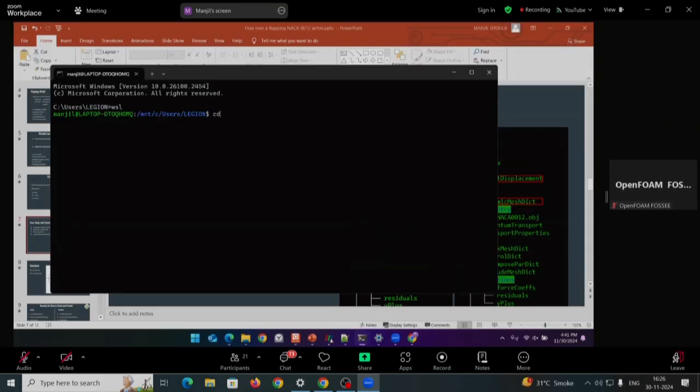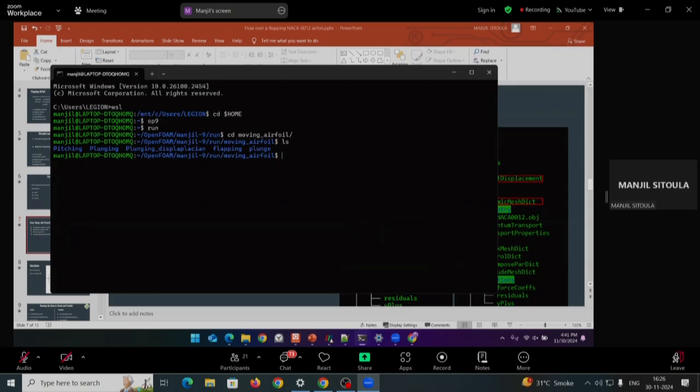So let's run our terminal. I'm running this in WSL in Windows. I have used an alias, OP9, to source OpenFOAM version 9. And let's go to the directory where I've saved my files. I have here the moving airfoil, and here I have the cases for pitching, plunging using displacement Laplacian, and the flapping wing. So let's go to plunge.